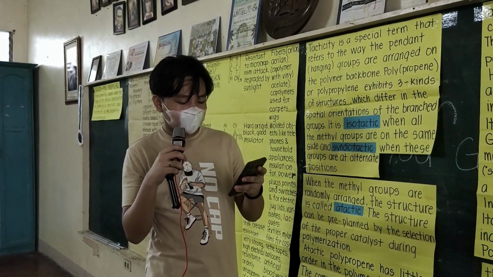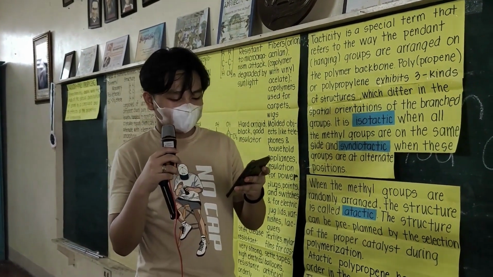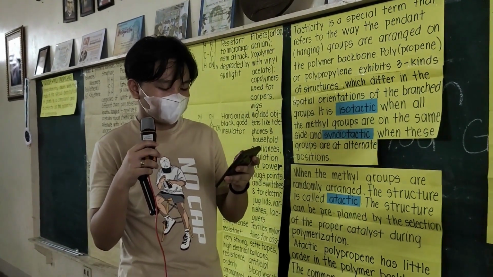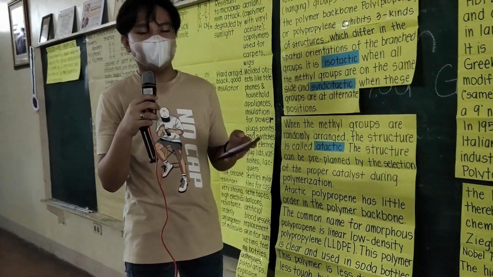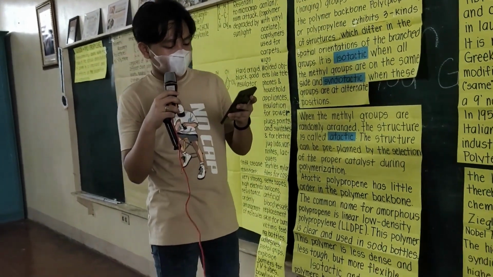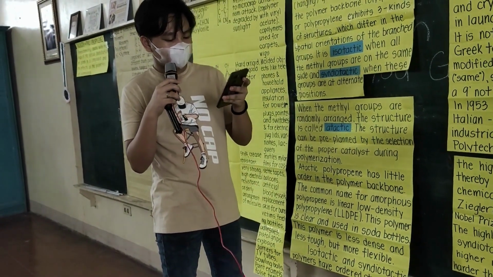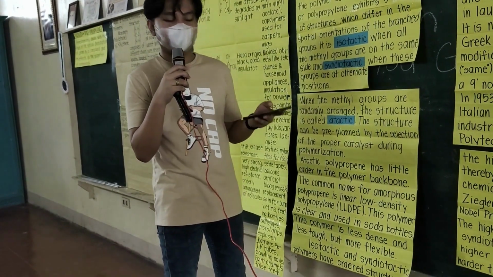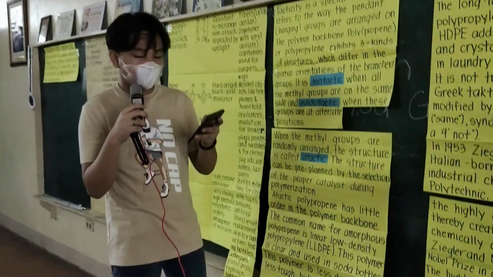Atactic polypropene has little order in the polymer backbone. This makes it amorphous. The common name for amorphous polypropene is linear low-density polyethylene, or LLDPE. This polymer is clear and used in soda bottles. Atactic arrangement of branches causes loose packing of polymer chains. This polymer is less dense and less tough, but more flexible.